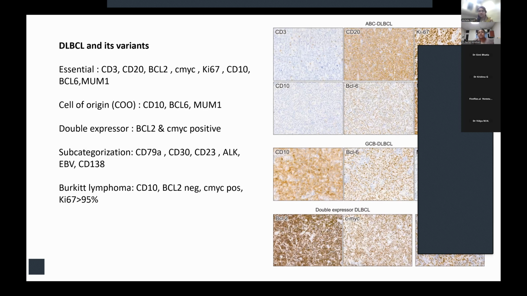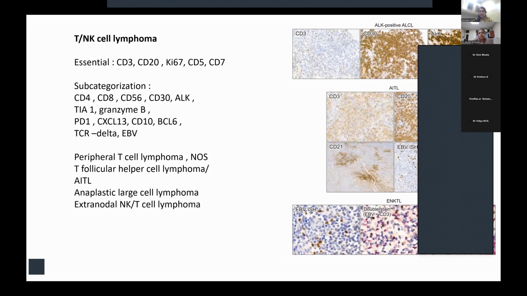Next, coming to T/NK cell lymphomas, the essential markers should include CD3 and Ki67, along with additional T lineage markers of CD5 and CD7. So NK/T cell lymphoma, you would suspect when you have a population of atypical medium-sized lymphoid cells with highly irregular nuclear outlines in a polymorphous inflammatory background, including eosinophils and a proliferation of high endothelial venules.